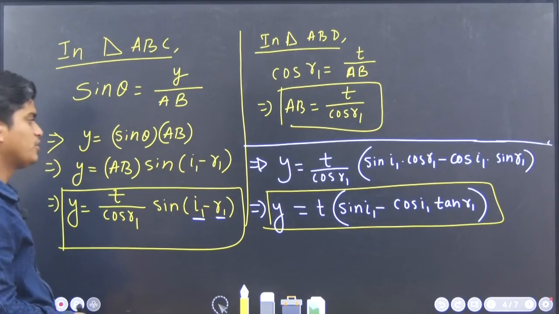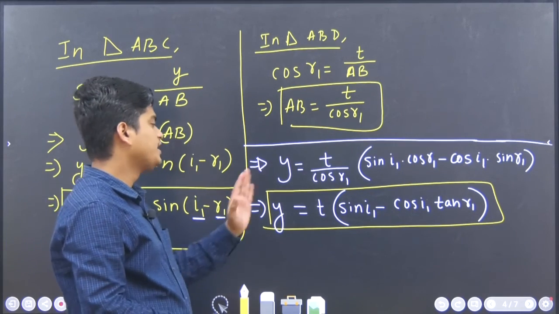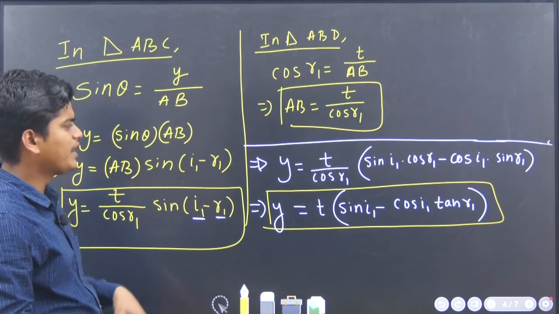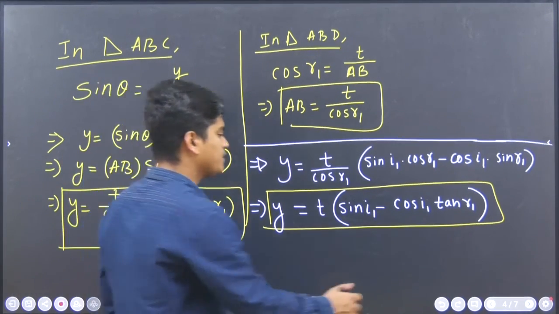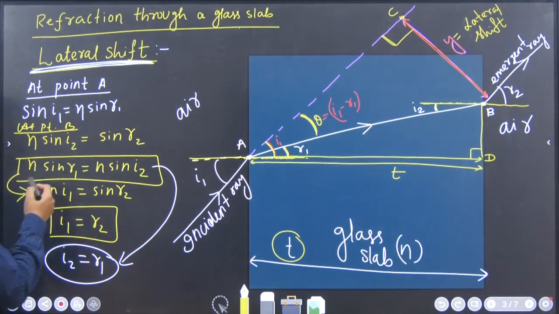So this is also one expression you can keep in mind. Whatever you want, you can do it here. And suppose I need to represent it in terms of refractive index, that also I can put here. For that I need to check this expression here. So you see here.